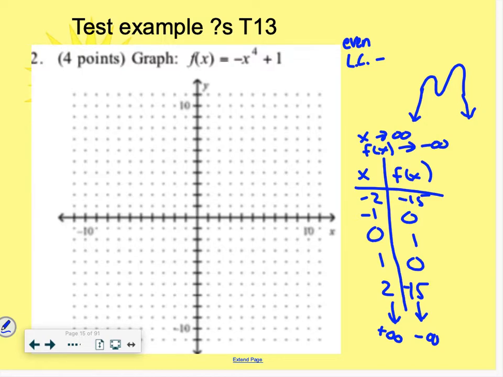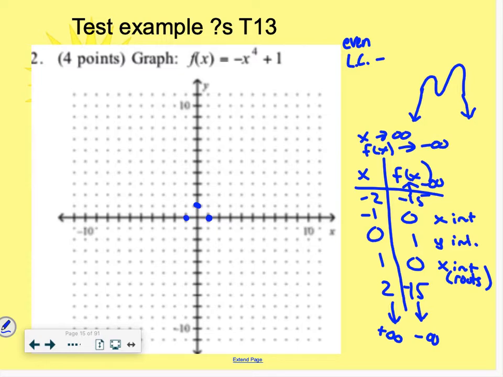And likewise, same thing here. On the left, it's going to approach negative infinity. So I just plot those points, 0, 1. That's a special point. That's a y-intercept. Negative 1, 0, and positive 1, 0. Those are special points. Those are x-intercepts, also called roots, or zeros of the function. And this one's the y-intercept.